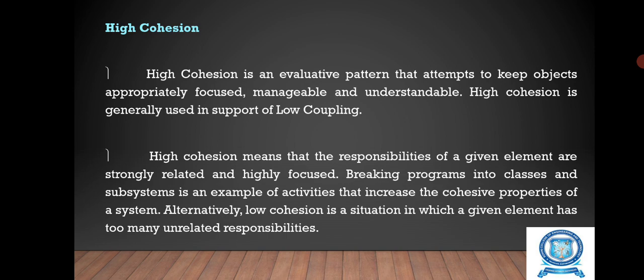Now let us see about high cohesion. High cohesion is an evaluative pattern that attempts to keep objects appropriately focused, manageable, and understandable. High cohesion is generally used in support of low coupling. High cohesion means that the responsibilities of a given element are strongly related and highly focused. Breaking programs into classes and subsystems is an example of activities that increase the cohesive properties of a system. Alternatively, low cohesion is a situation in which a given element has too many unrelated responsibilities.